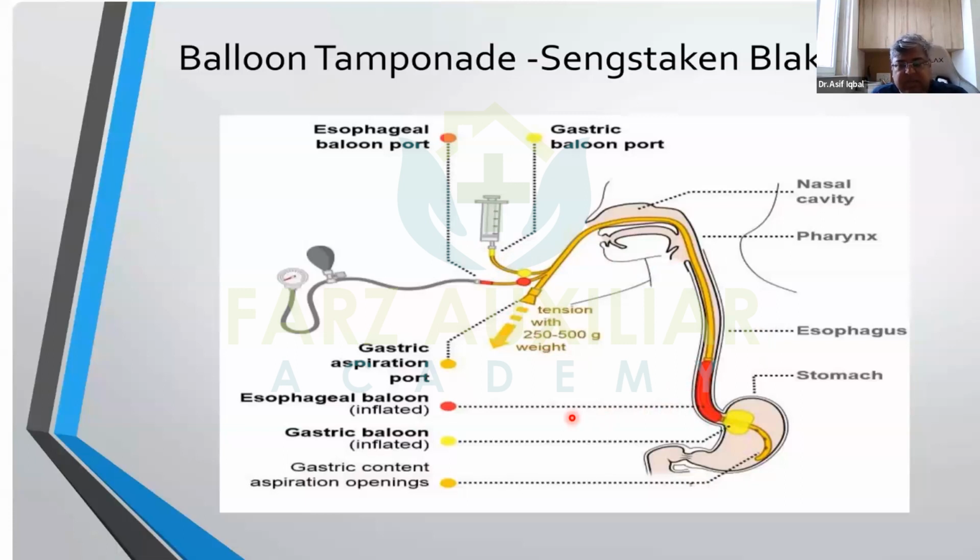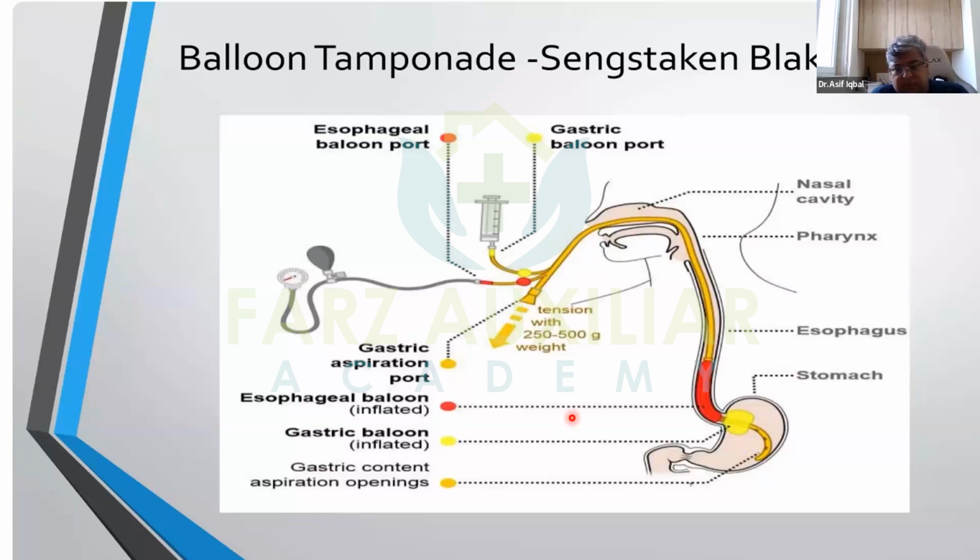If the blood is coming, then you first fill up the gastric balloon, and the gastric balloon contains around 250 to 500 ml of water, and then there is the esophageal port. So it is very important to know which one is the esophageal port.